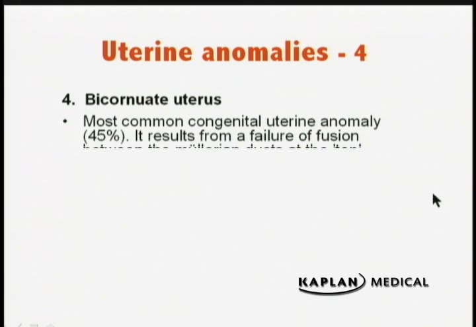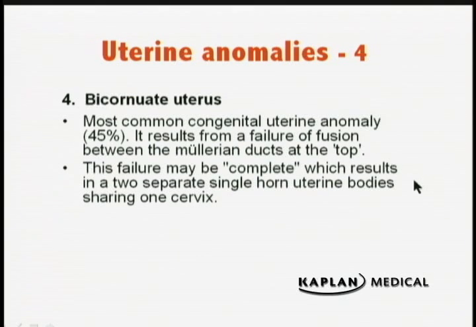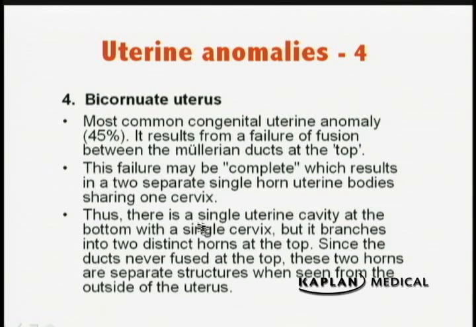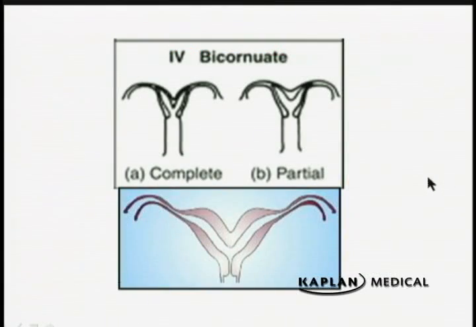Number 4 is bicornuate uterus. This is the most common congenital uterine anomaly and results from failure of fusion between the Müllerian ducts at the top, in the fundus of the uterus. This failure may be complete, which results in 2 separate single-horn uterine bodies sharing one cervix. Thus, there is a single uterine cavity with a single cervix, but it branches into 2 distinct horns at the top. Since the ducts never fused at the top, these 2 horns are separate structures when seen from the outside of the uterus. So when you look laparoscopically, you would see 2 horns.